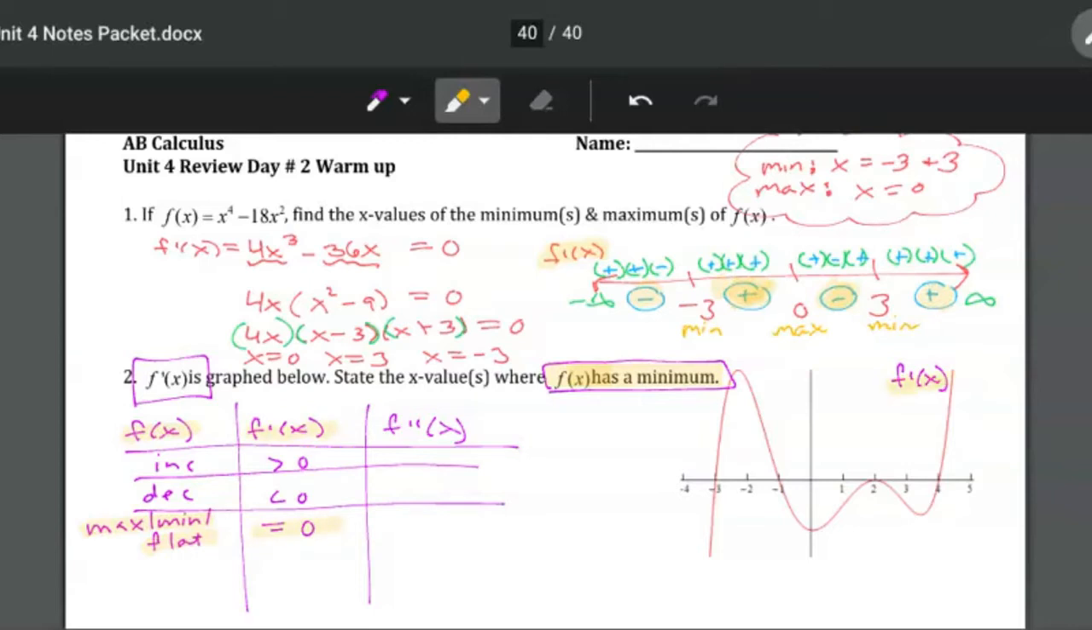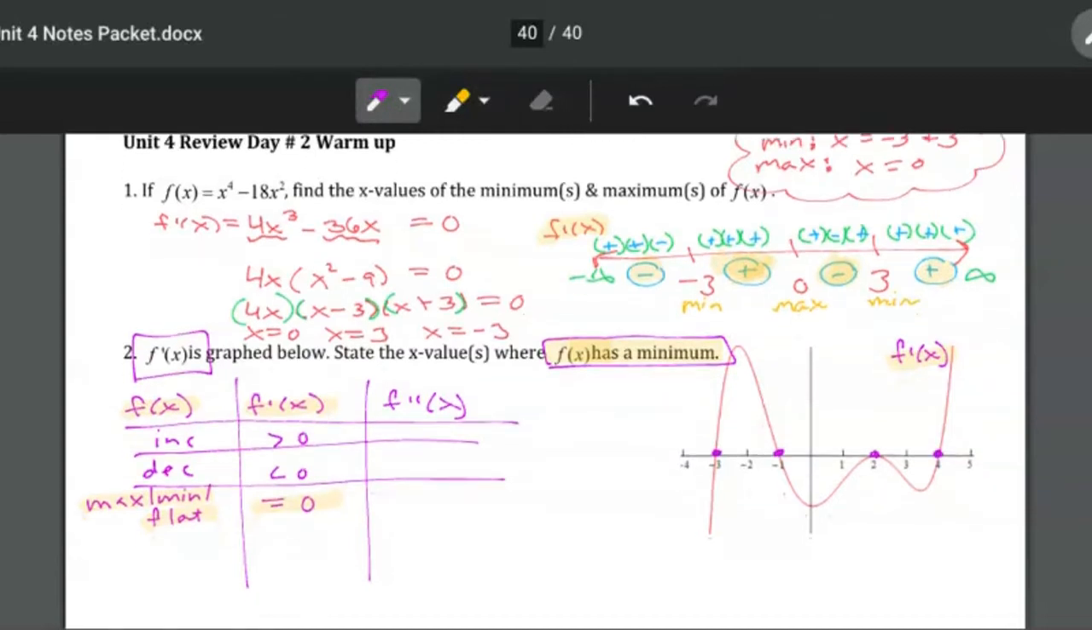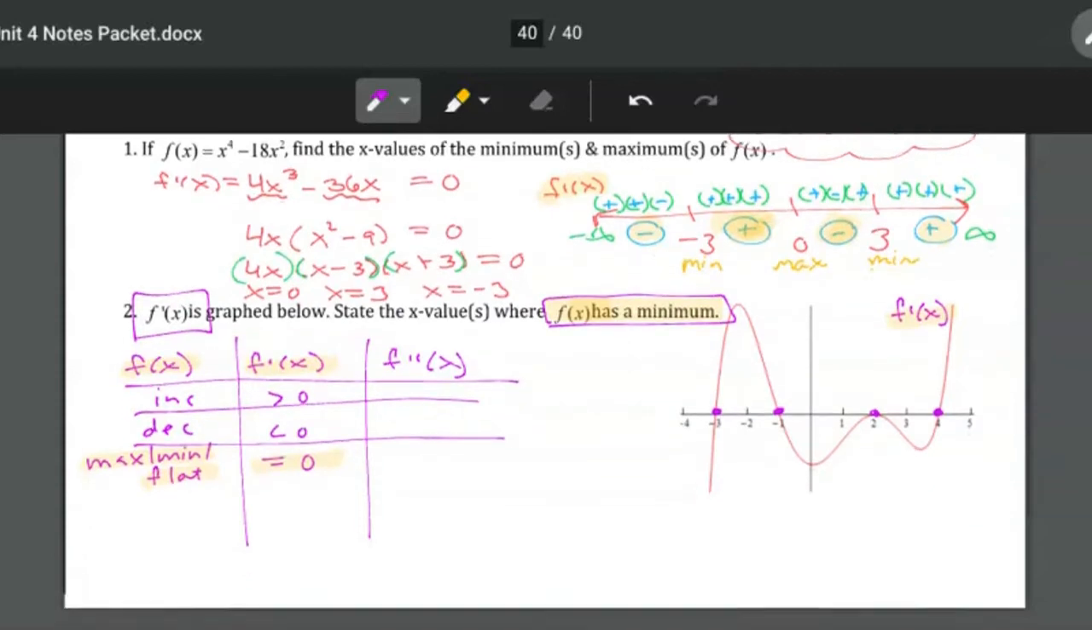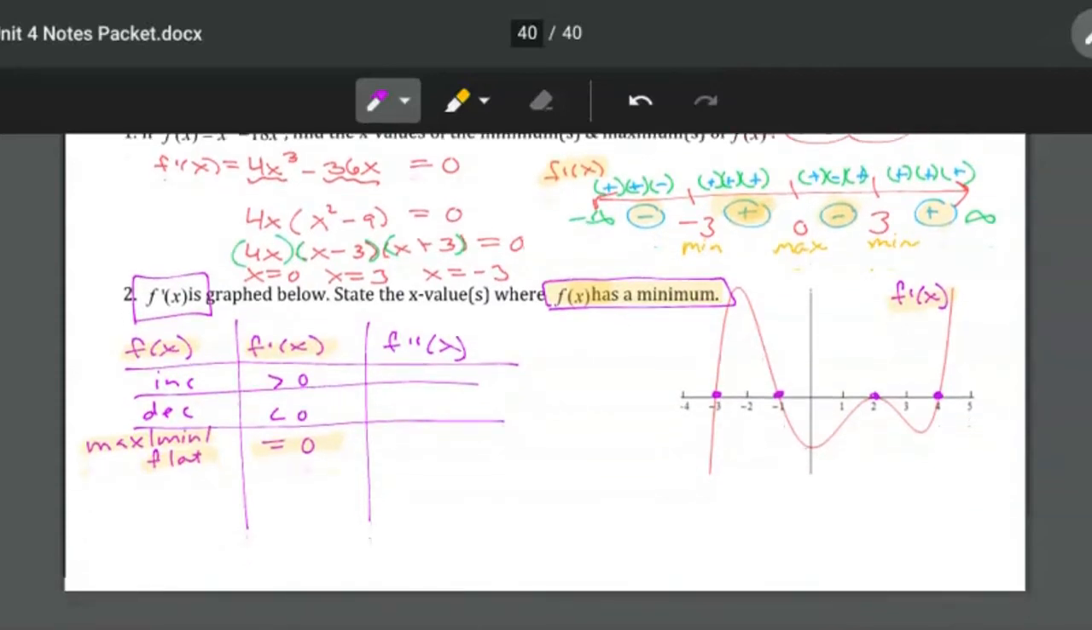The derivative is what we're staring at. So where the derivative equals 0, all right, the derivative equals 0 at all these values, but remember, we only want a minimum. All these values could be either max, min, flat. We need to figure that out. So what I would do is a sign chart.